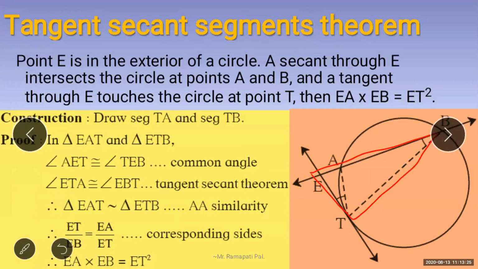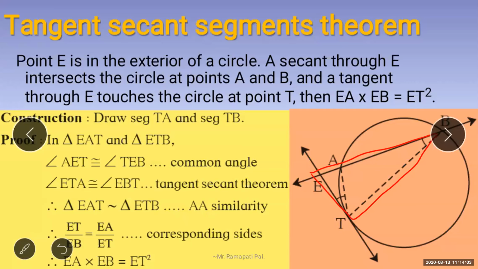Now you can see the common angle. Khushi, you can see the common angle where it is. If you recognize the common angle, just before that we have seen the tangent secant theorem. One tangent, one secant. Correct? So angle ETA is congruent to angle EBT by the tangent secant theorem. Now we got two angles.